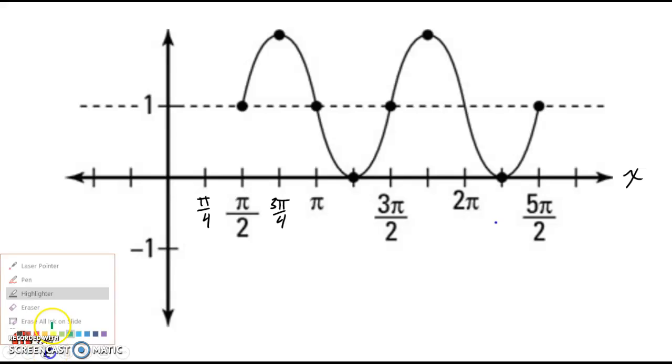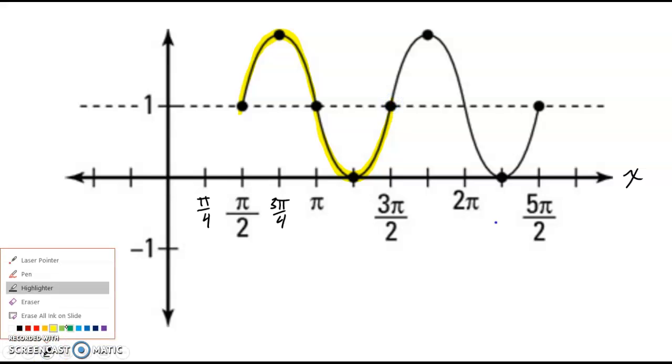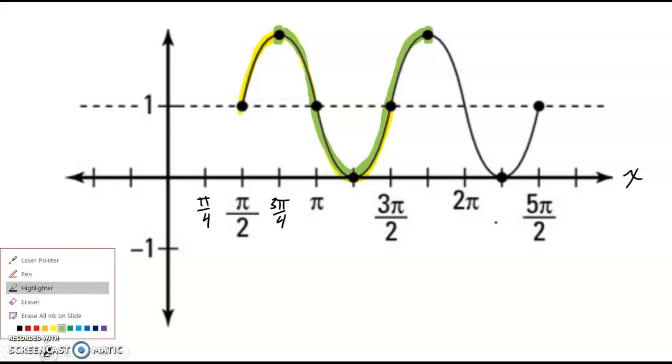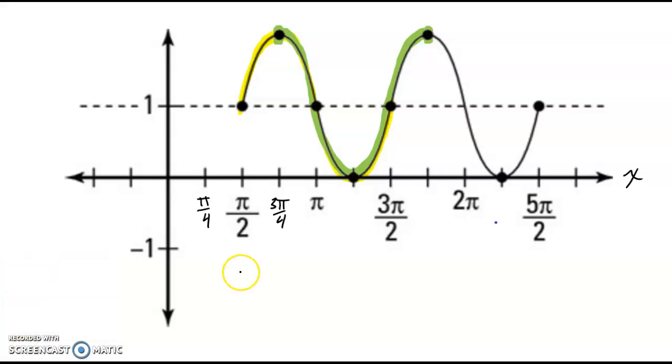So if I trace one, there's my sine graph. I start at pi over 2 and I end at 3 pi over 2. Or maybe I want to look at my cosine. If I start at my max and then I end at my maximum, we're going to show that both are the same. From my sine curve, I started at pi over 2 and ended at 3 pi over 2. That tells me my period's pi.